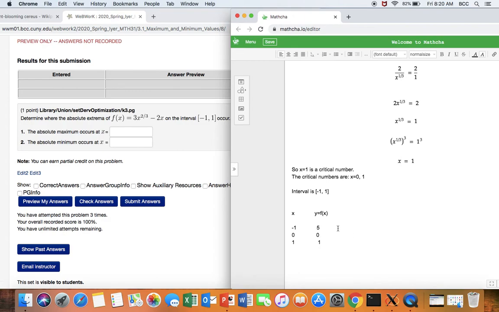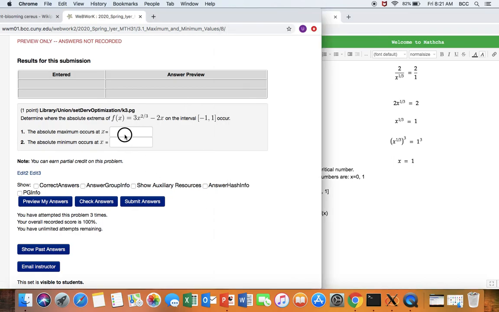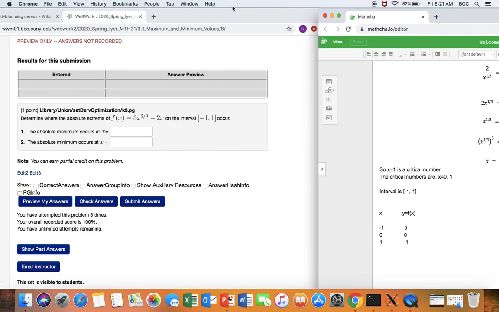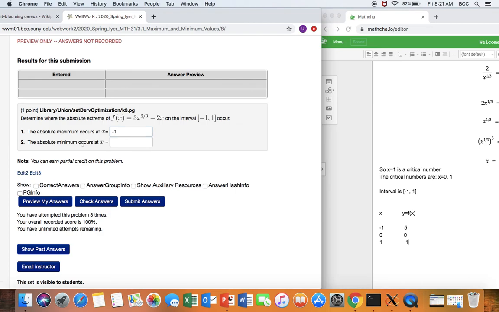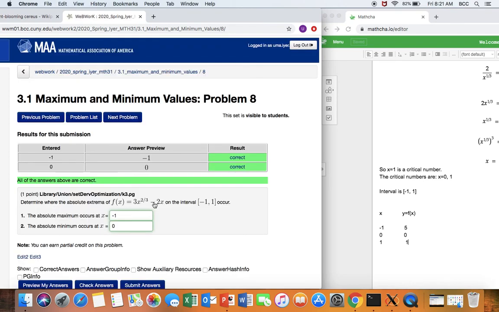All right. So, which is the maximum value? 5. Which is the minimum value? 0. But are they asking for maximum values? No. They are asking for x values where the absolute extrema occur. So the maximum occurs when x is -1. Okay, x is -1. And the minimum is 0, it occurs when x is 0. Okay. All right, until next problem.